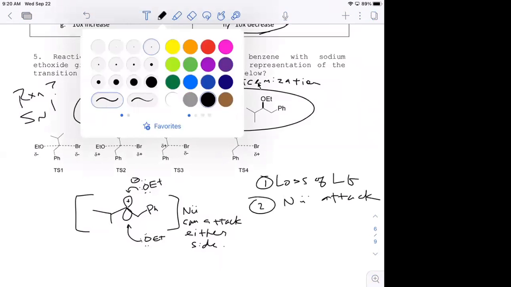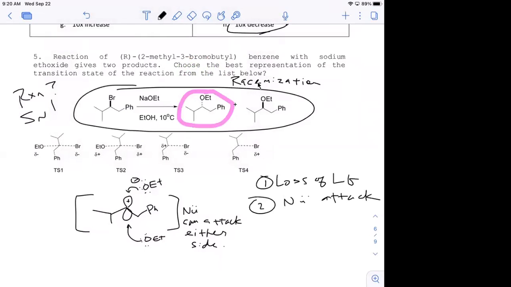If the loss of leaving group is the rate determining step, that's the step that we're concerned about in that second part of that question. Which one of those transition states can we rule out? Remember, this is SN1, it's unimolecular, which means that the nucleophile is not involved in the rate determining step. So which transition states can we rule out?